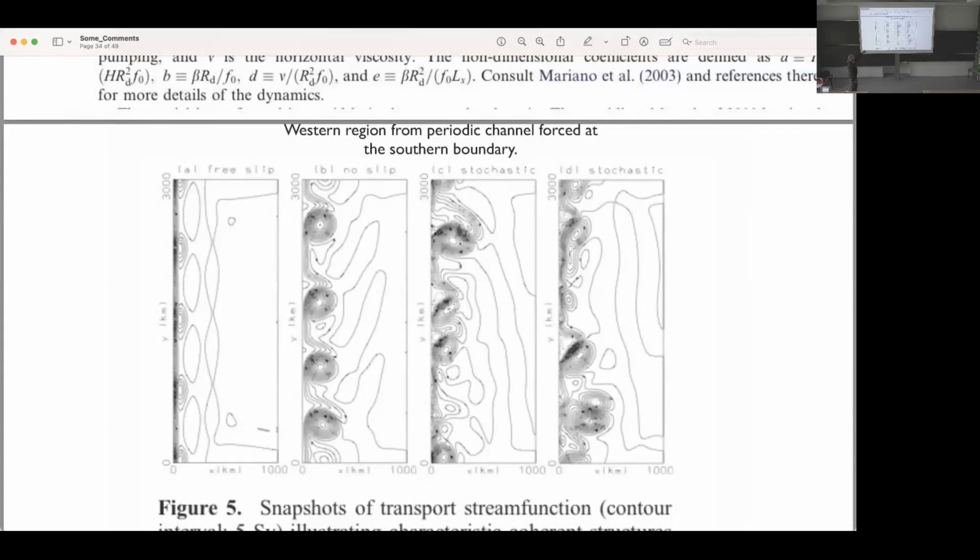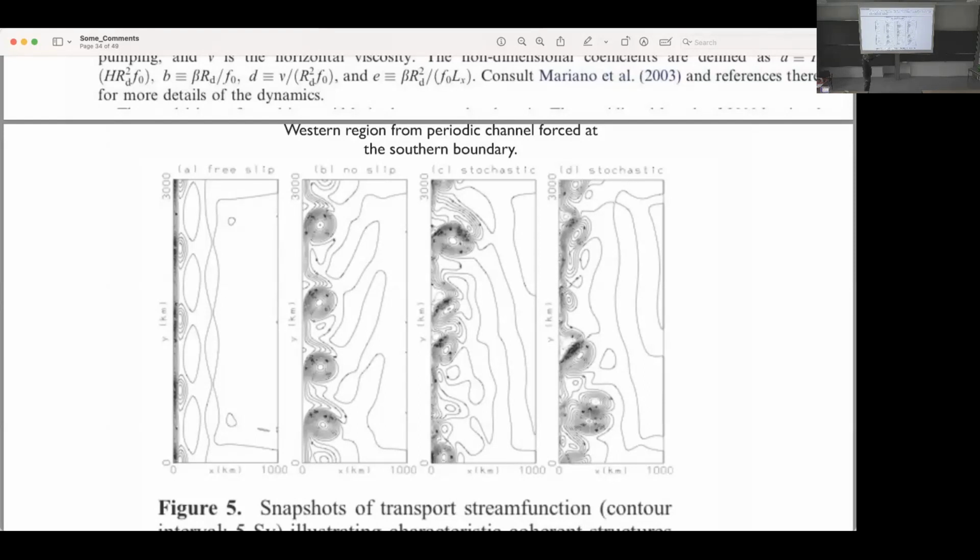On your left is the free slip in panel A. Panel B is no slip. In the free slip, you can see it doesn't really feel the boundary much. And this is periodic, so whatever goes out one end comes in the other. It's just for simplicity.